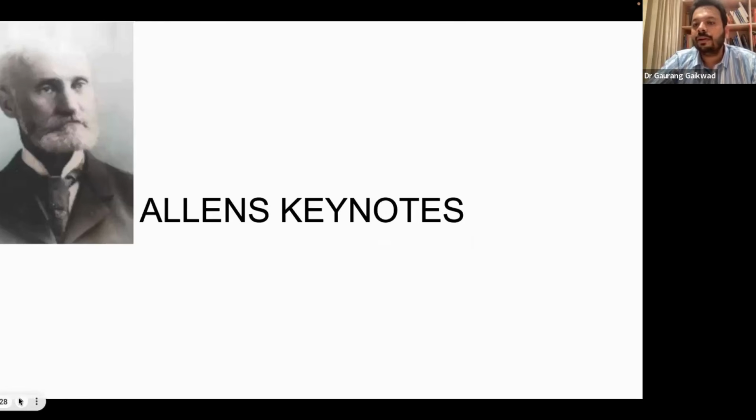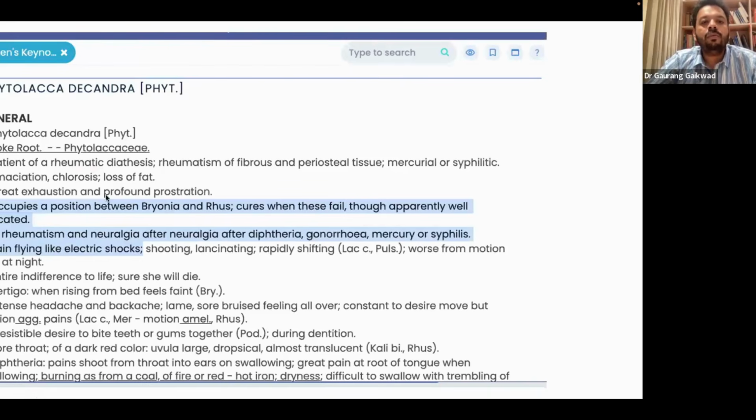Allen, of course, the great Allen, and you know the famous keynote of Phytolacca: it is between Bryonia and Rhus tox, where they are aggravated by movement, but they are also restless. So sometimes you're between Bryonia and Rhus tox, and actually it's not Bryonia or Rhus tox. The patient may require the great Phytolacca. And of course, the big keynote you can read here: pain flying like electric shocks. This is the keynote you can see, the sixth line in Allen's keynote. This is the massive keynote. Phytolacca.